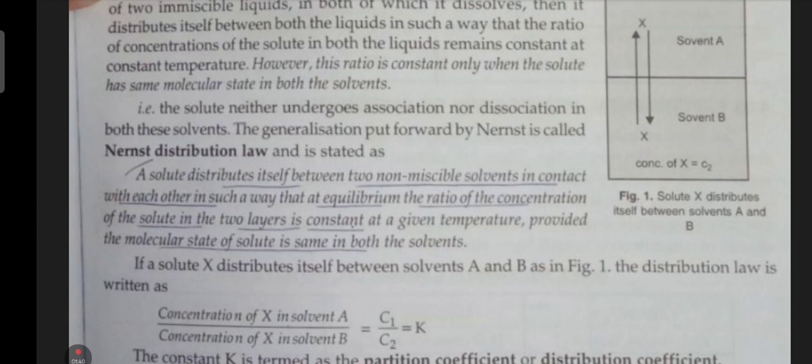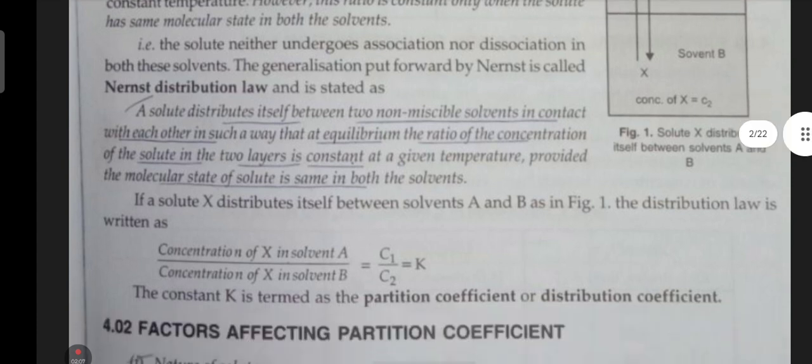The generalization put forward by Nernst is called Nernst distribution law and is stated as follows: a solute distributes itself between two non-miscible solvents in contact with each other in such a way that at equilibrium the ratio of the concentration of solute in both of the layers is constant at a given temperature, provided the molecular state of the solute is the same in both of the solvents.